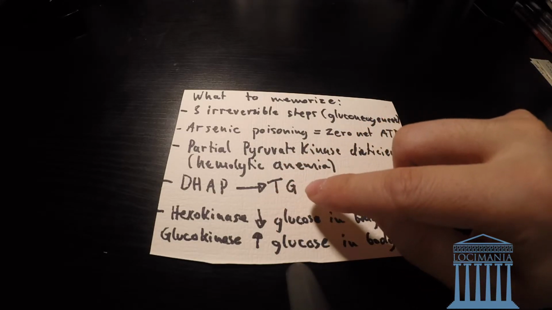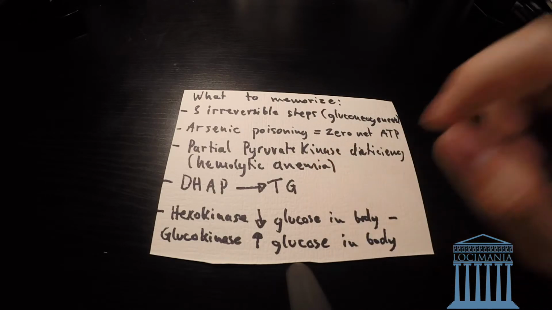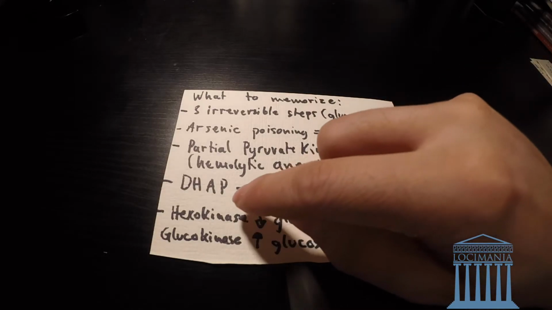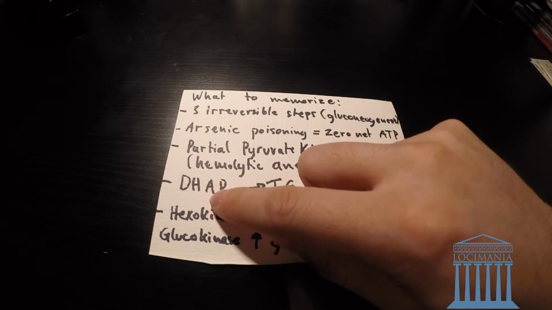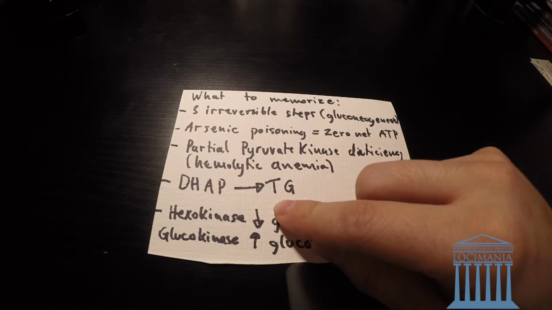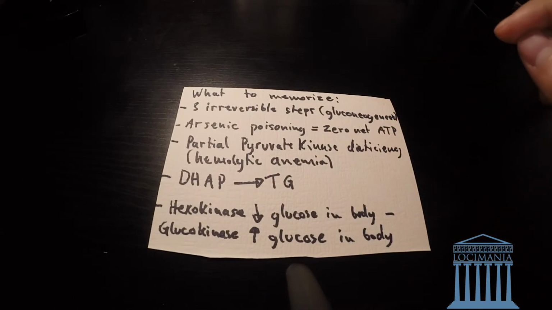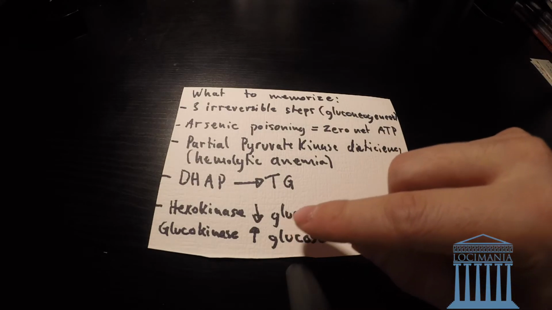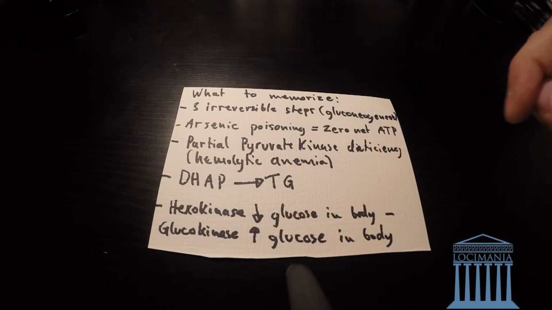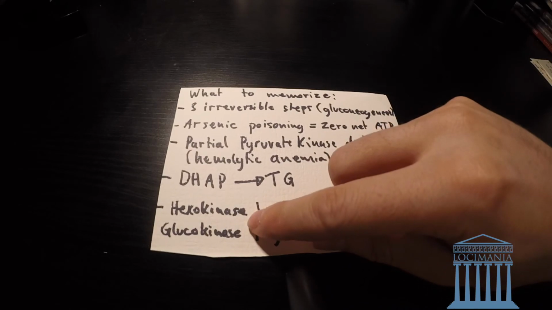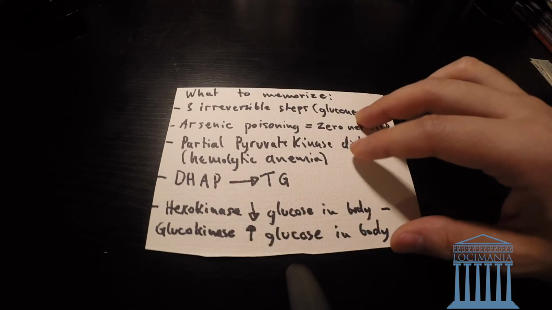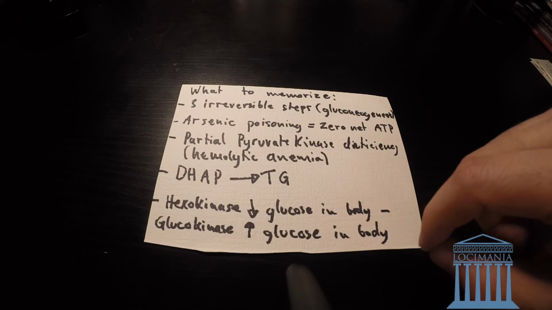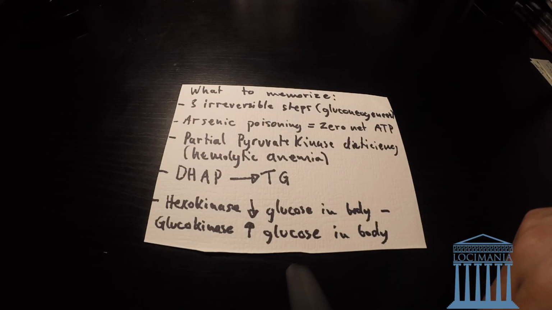DAP, we could synthesize triglycerides by taking this intermediate substrate from the glycolysis. We then can synthesize triglycerides. We use hexokinase when we have decreased glucose in the body, and glucokinase when we have increased glucose in the body. Glucokinase is in the liver and pancreatic beta cells, and hexokinase is in most tissues. Also watch the video about hexokinase and glucokinase differences. That was all.